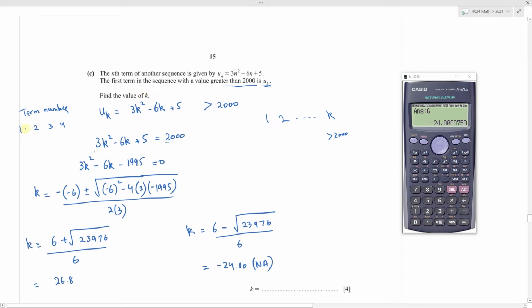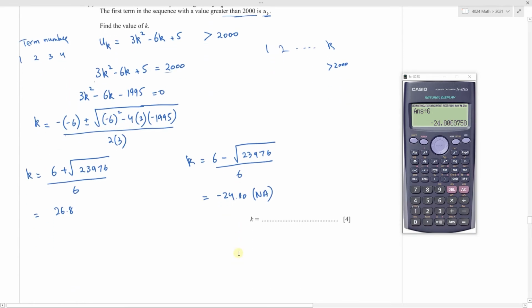So your term number in the sequence, you have first term, second term, third term, fourth term, and so on. You don't have a negative term number. So you will not consider the negative value. So now you have k equals 26.8, which I substitute into this equation, and I get exactly 2000. But since k cannot be a decimal number, it has to be an integer, and I want a value which is greater than 2000.